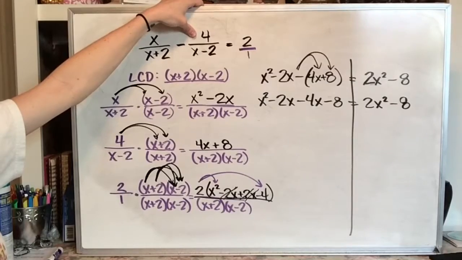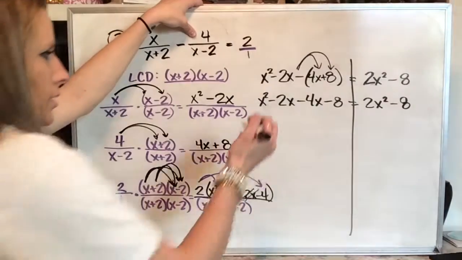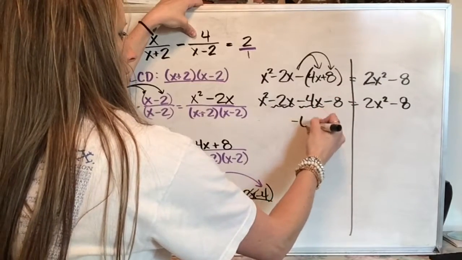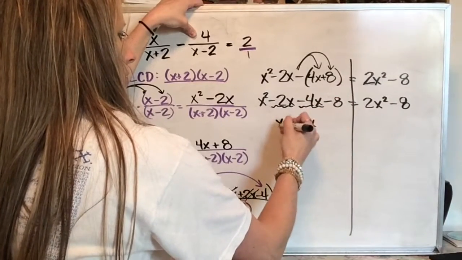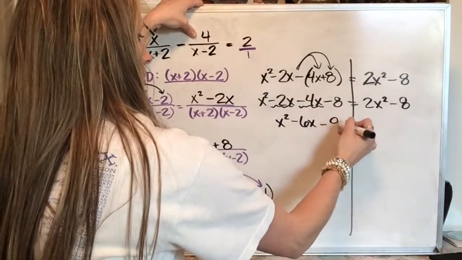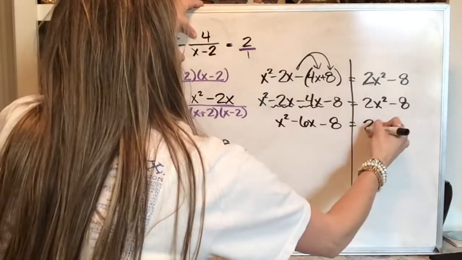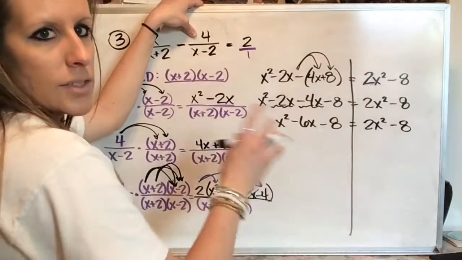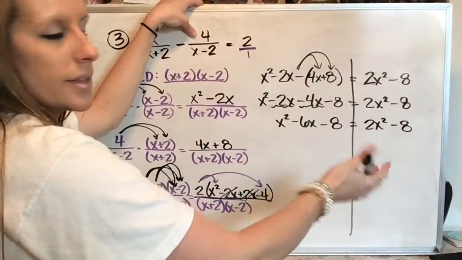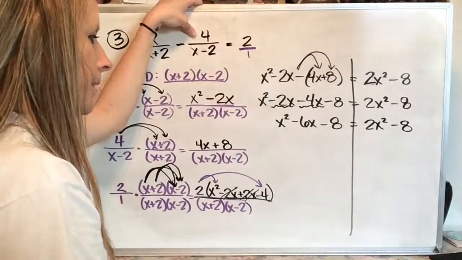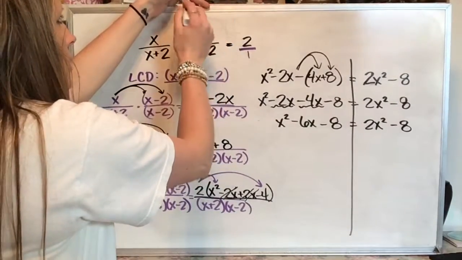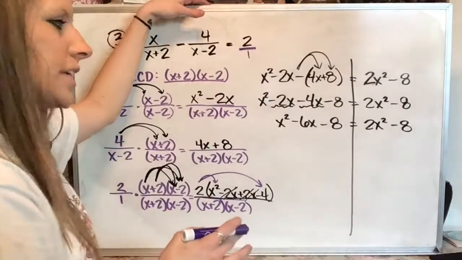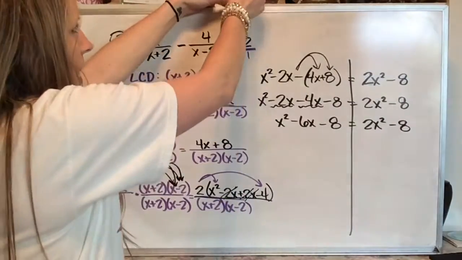Okay, let's go ahead and combine like terms. Negative 2x and negative 4x gives me a negative 6x in the middle. We can't combine the x squareds yet because they're on two different sides of the equal sign. They have to be on the same side. All right, so in order to solve this, we have to get our x squareds on the same side.